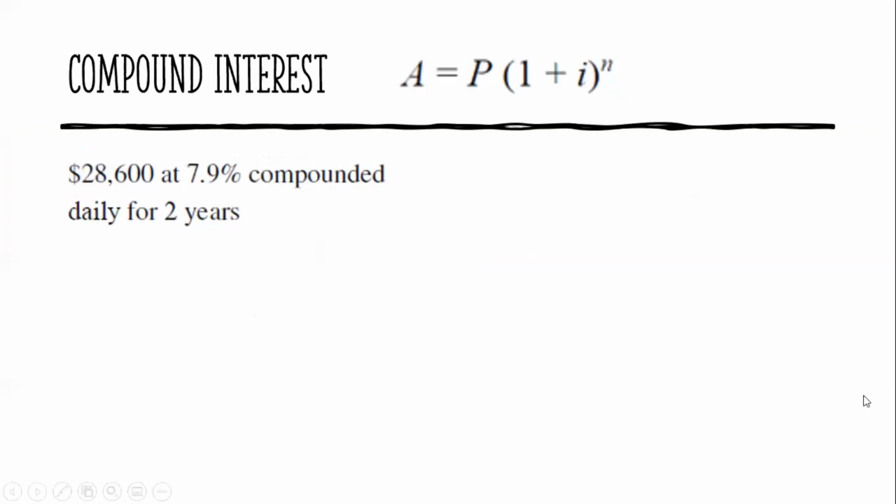Now, this question is compounded daily. So what do we do with our I? What do we do with our N? Let me first of all put the principal in. The principal is 28,600. What are we going to do with our I?